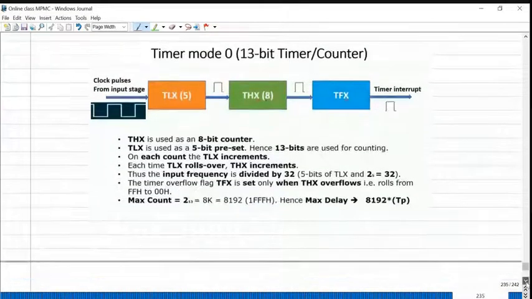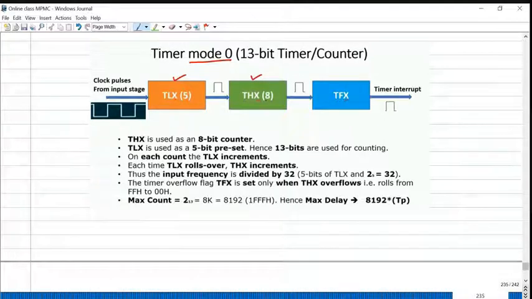Now, modes of operation. Mode 0 is applicable for both timer 0 as well as timer 1. Please remember this: timer 0 mode 0, timer 1 mode 0. Both can work in mode 0 independently. That's why I mentioned X here, where X represents either 0 or 1. It is a 13-bit timer mode, with lower order 5 bits and higher order 8 bits.